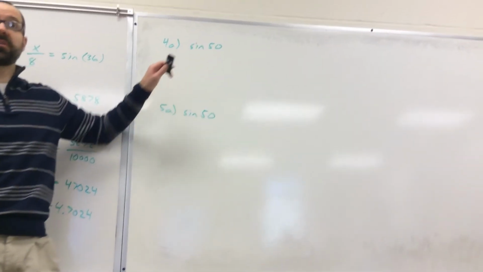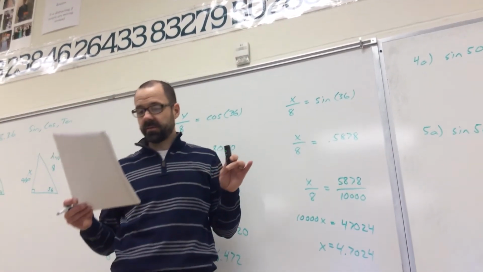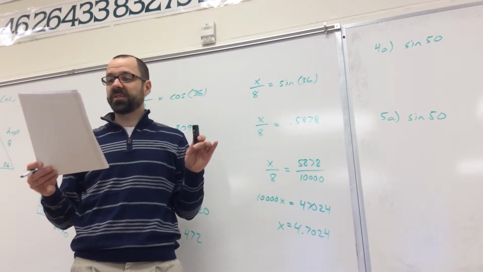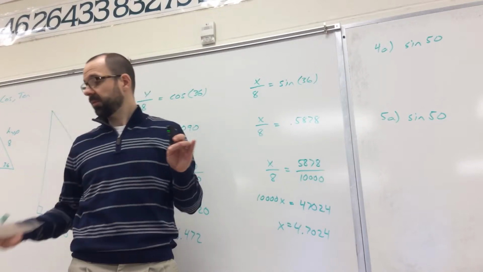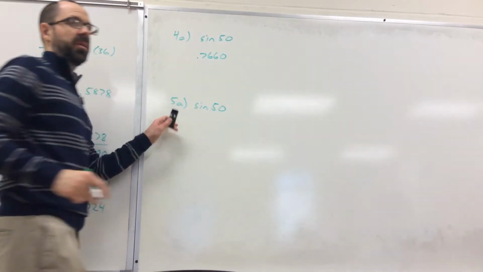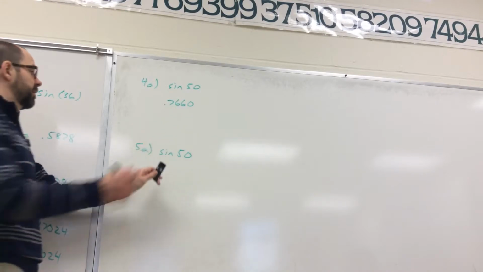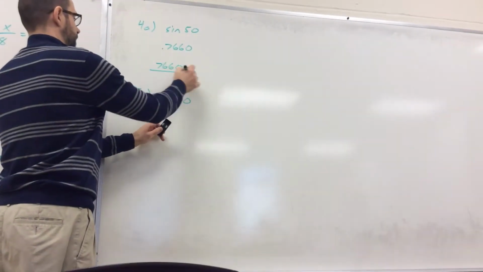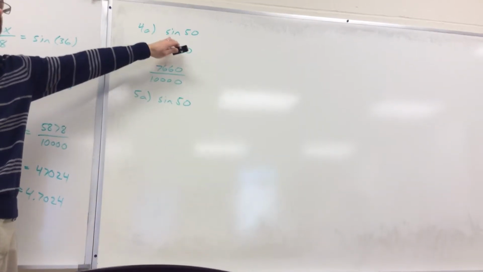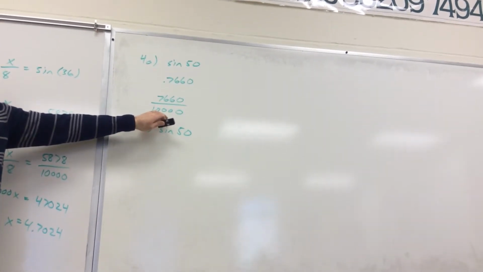How do you find the sine of 50 fraction? Look it up here. So find 50. Find the sine, 0.7660. Okay, but that doesn't really look like a fraction, so I like to convert it to a fraction form. It's 7,660 over 10,000. So they asked for the sine of 50. That means I'm looking for a fraction. So there's the answer.